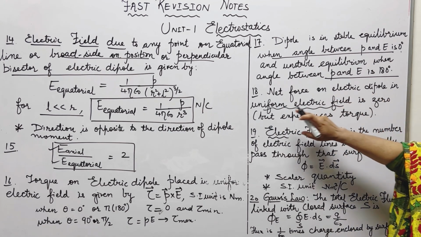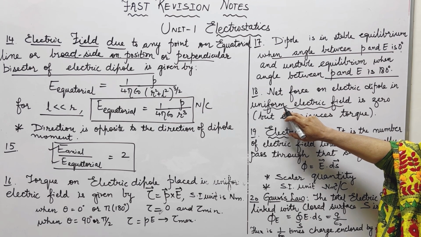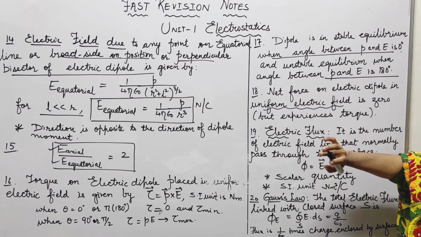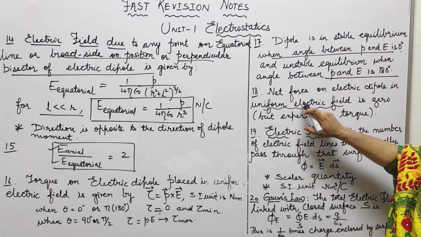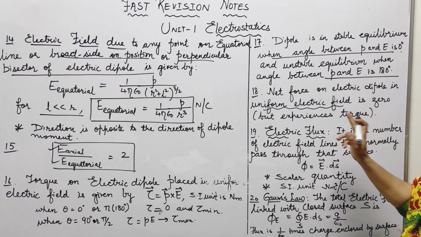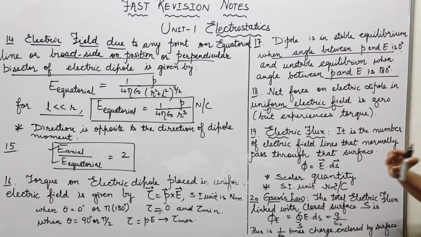It means that if the electric field is not uniform, if it is non-uniform, then the net force is not 0, and the value of the force will vary. In a uniform electric field, no force is there, that is, no translatory motion, but it experiences torque.